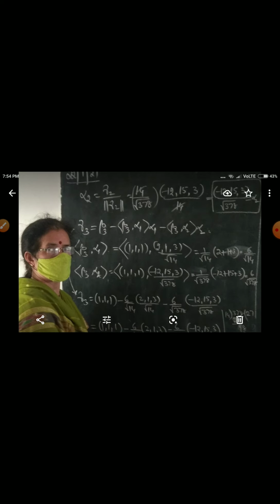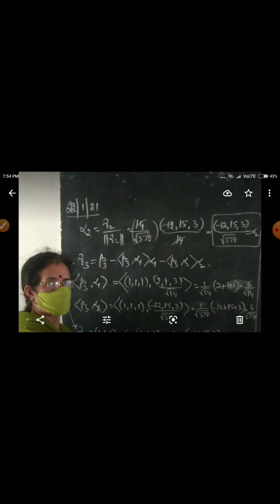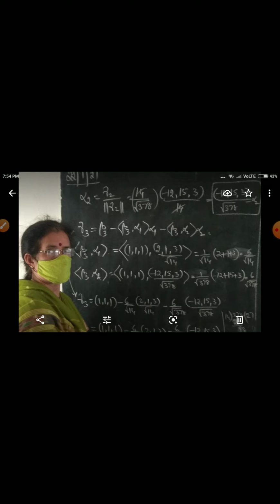Now alpha 2 equal to gamma 2 by norm gamma 2, that is 14 by root 378 into (minus 12, 15, 3) whole divided by 14. The 14s get cancelled, and that becomes (minus 12, 15, 3) divided by the square root of 378, that is equal to alpha 2. So what is gamma 3 now? Beta 3 minus inner product of beta 3 and alpha 1 times alpha 1, minus inner product of beta 3 and alpha 2 times alpha 2. So let us calculate the inner product between beta 3 and alpha 1.